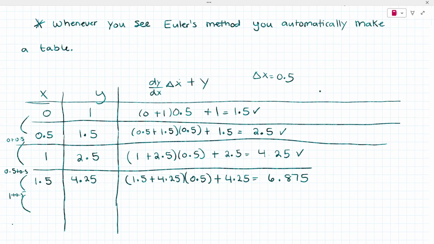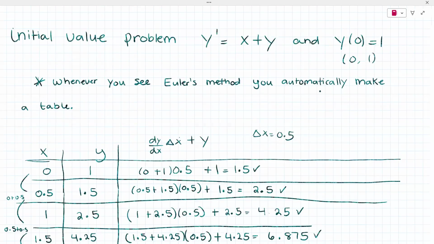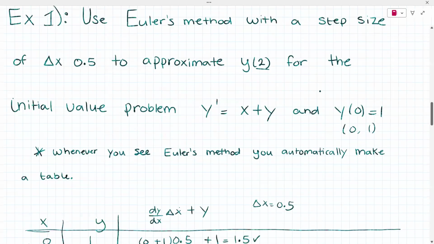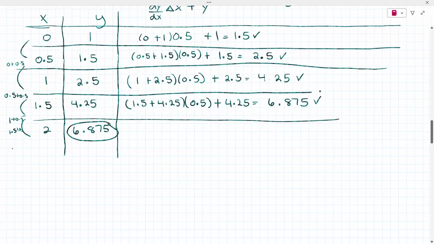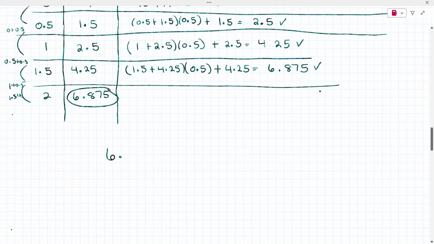I think this will be our last one because you add increments of 0.5. So it's 1.5 plus 0.5, which comes out exactly as 2. So this is where we're going to stop. And then our y coordinate is this answer, 6.875. And that's it, because we don't have to go any further since they're asking what is y of 2? Basically, the y coordinate when the x value is 2. So your answer is going to be 6.875.